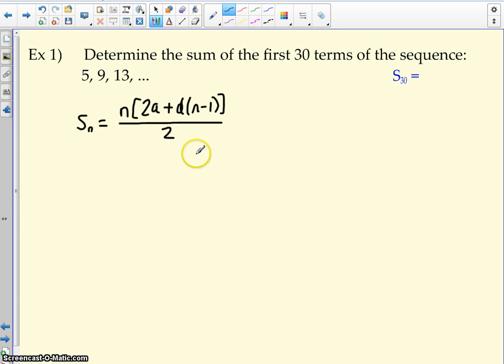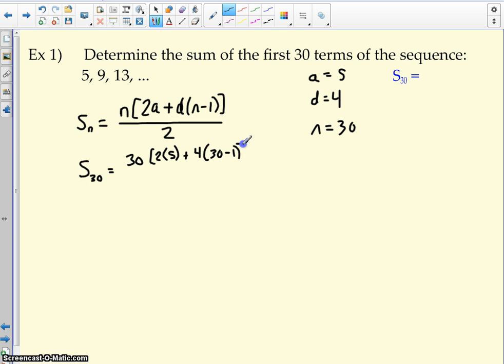And because our sequence is arithmetic, we can find out a lot of information here. So our first term is 5. Our common difference in this case is 4, as we're going up by 4 from term to term. And what we're looking for, again, is the sum of the first 30 terms. So in this case, our n is going to be equal to 30. So S30 will be 30 times 2 times 5 plus 4 times 30 minus 1, all over 2. And from here on, we're just looking to simplify.